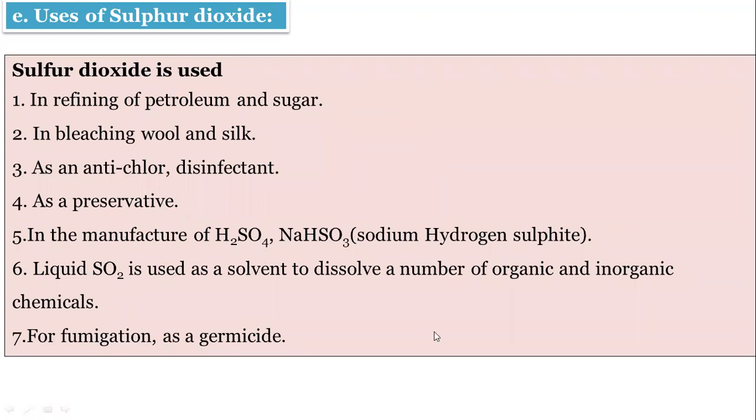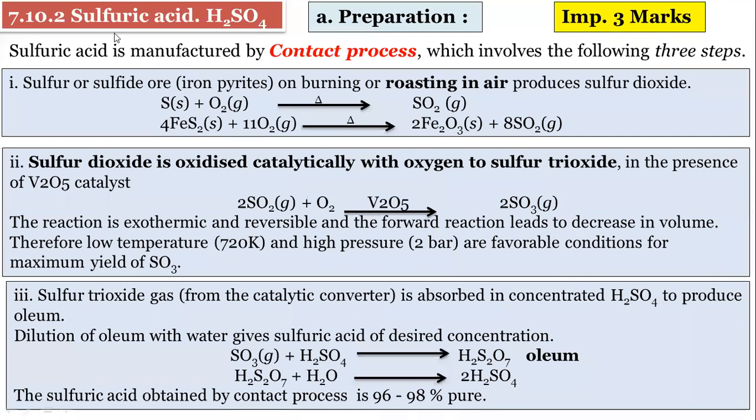Then I am coming to sulfuric acid. This is another compound of sulfur. Its preparation is very important for 3 marks. Sulfuric acid is prepared by 2 methods. One is the contact process and one is the lead chamber process. But the lead chamber process is not included in your syllabus this year. It is deleted. But in the old syllabus, this method was given. So the contact process question is asked for 3 marks. In the contact process, there are 3 steps.